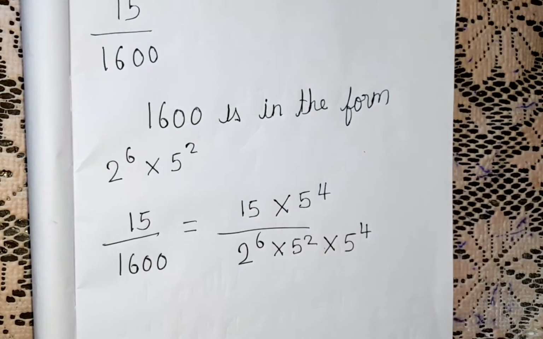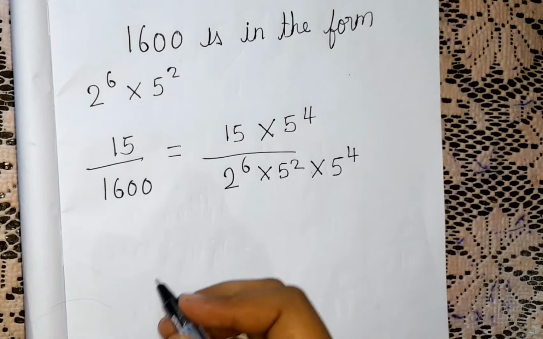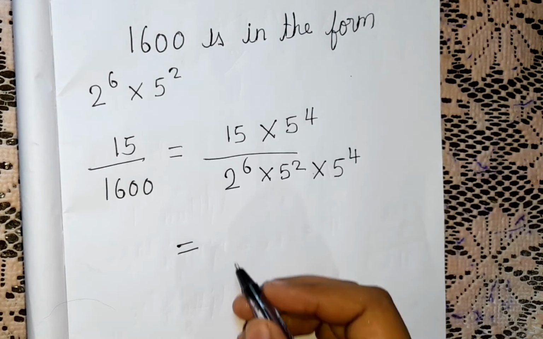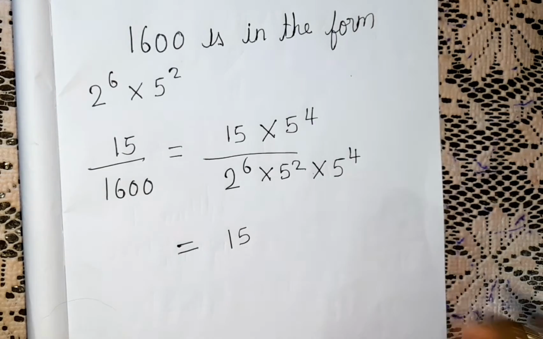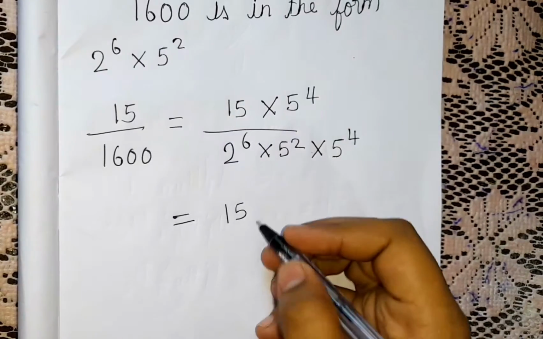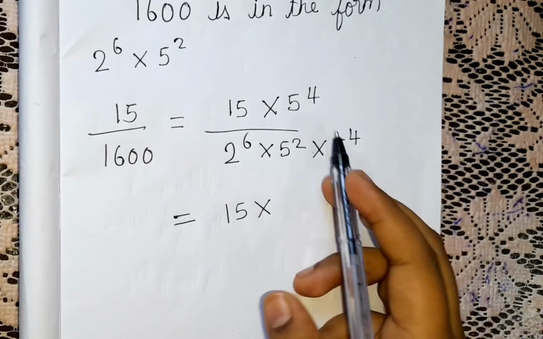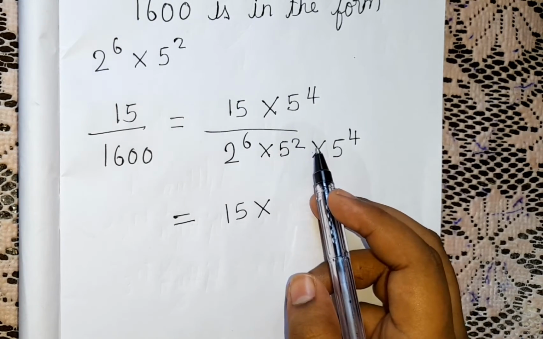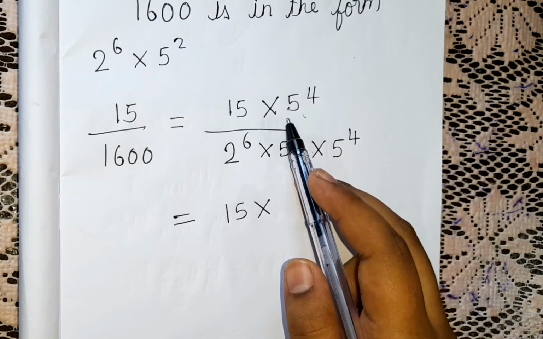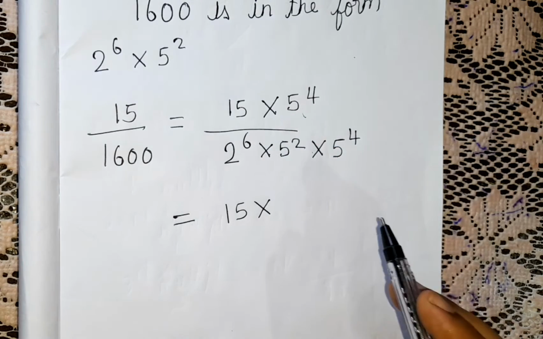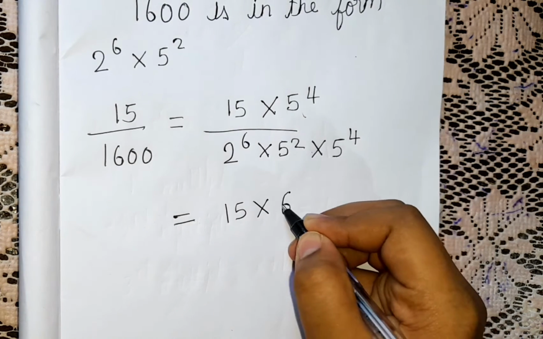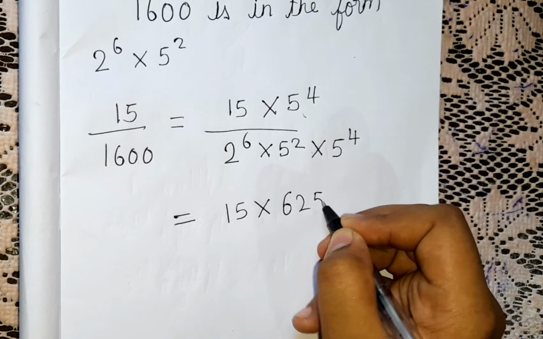Okay, now let's solve it. So it is equal to 15 into 5 into 5 into 5 into 5, which means we should put 5 four times. When we solve 5 into 5 into 5 into 5, we get an answer, that is 625.